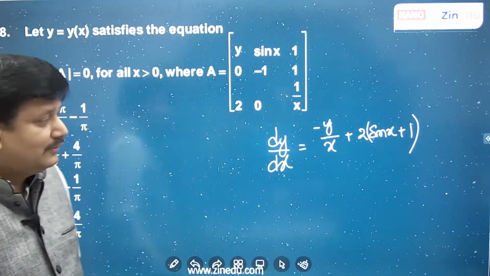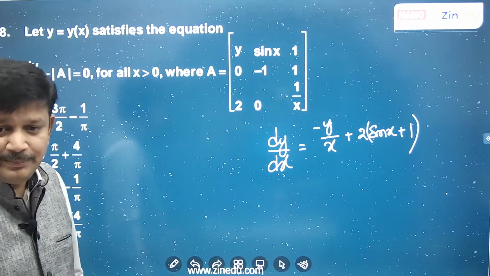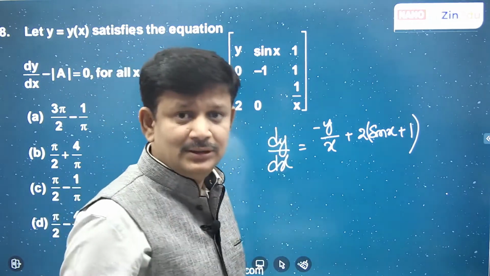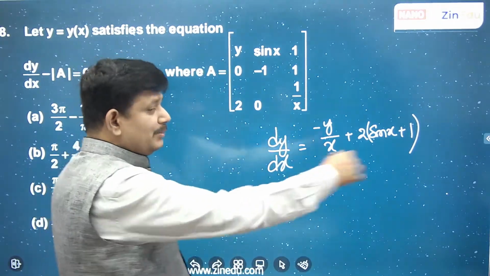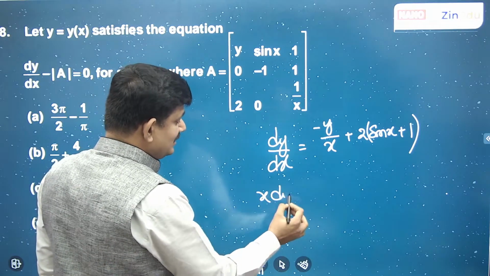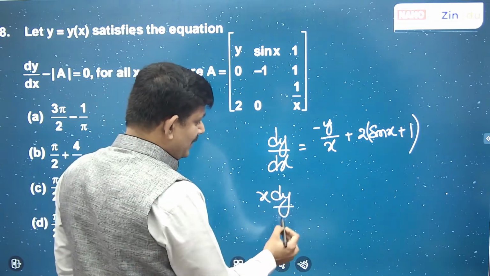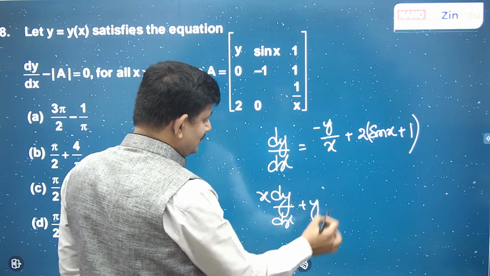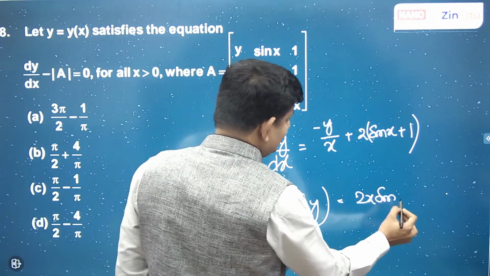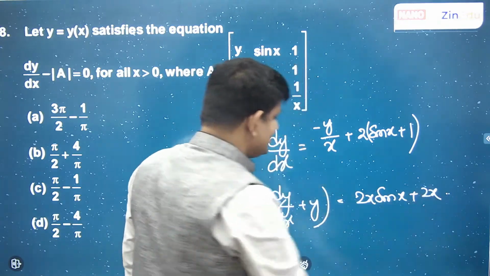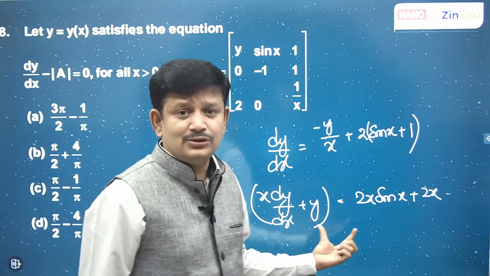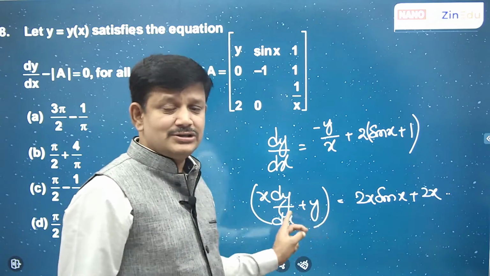So what kind of equation is this? A simple linear equation. So for a linear equation, either you can go for the proper linear format, or you can simply observe, if I multiply throughout by x, x dy by dx plus y is equal to 2x sin x plus 2x. Very simple. Now what is the significance of this? This is nothing but the derivative of x into y. You can see the UV rule here.